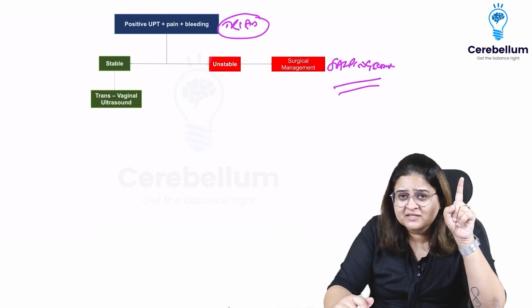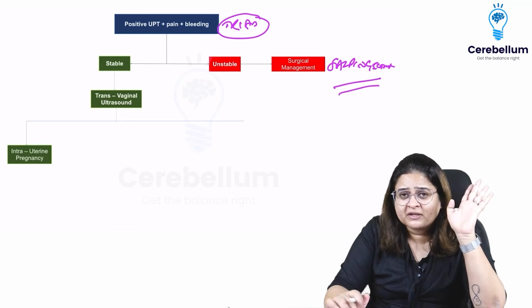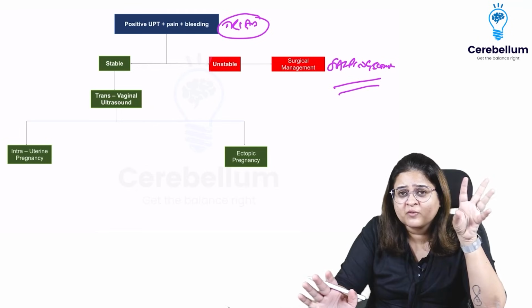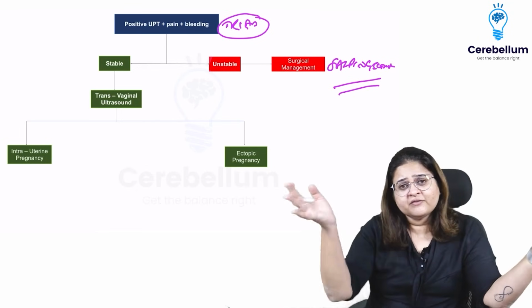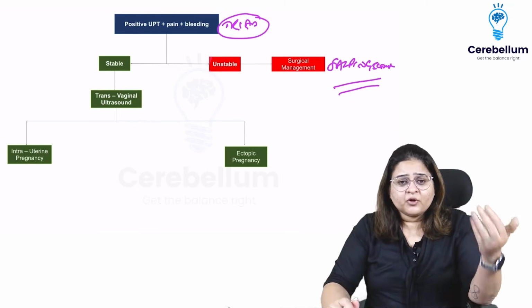We get a transvaginal scan, see if it is an intrauterine pregnancy, okay? See if it is an ectopic pregnancy. You'll see the bagel sign, blob sign, ring of fire. So it's very clear. If you see it as intrauterine, if you see it as ectopic, you know what to do further, right?